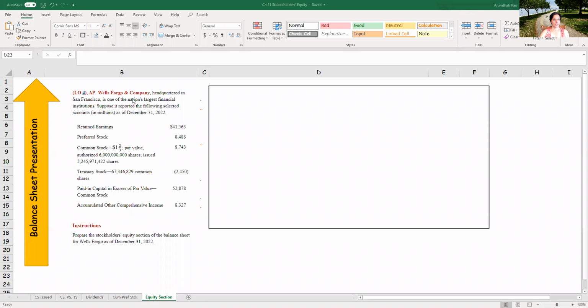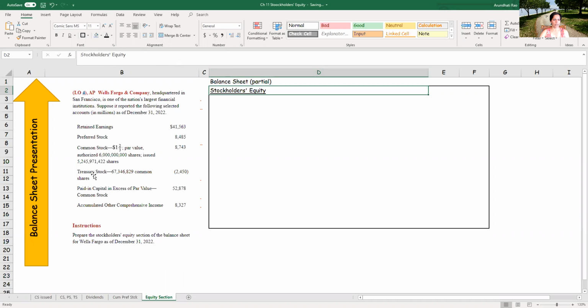So in this exercise, we have an example of Wells Fargo, which is headquartered in San Francisco. It's one of the largest financial institutions. They tell us, suppose these are their numbers at December 31st, 2022. They want us to prepare the stockholders' equity section of the balance sheet at December 31st, 2022. So we are focusing on the balance sheet, but obviously just a partial balance sheet. All I'm concerned with is the stockholders' equity section.